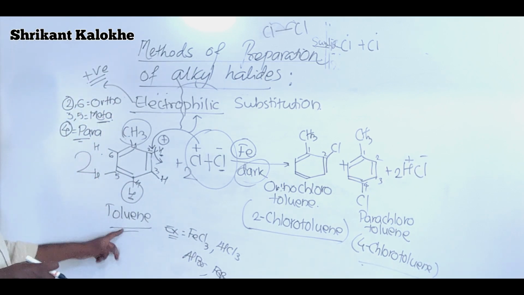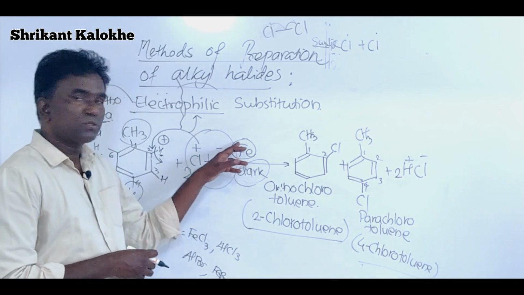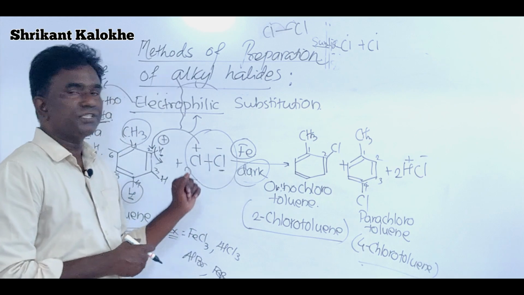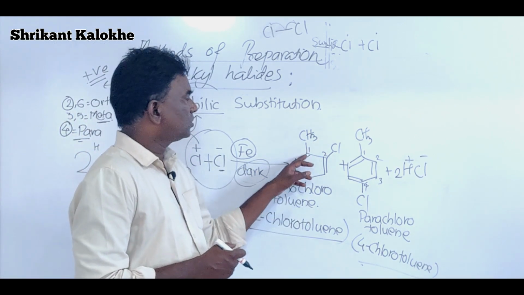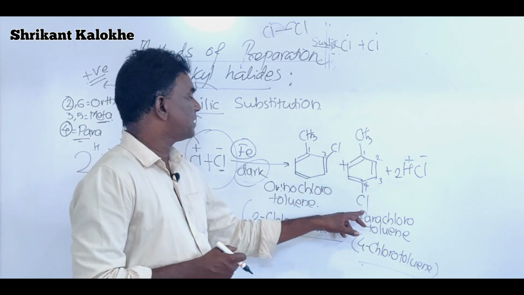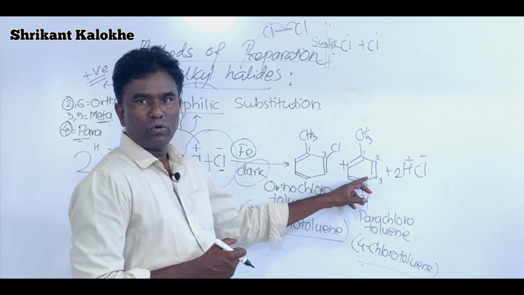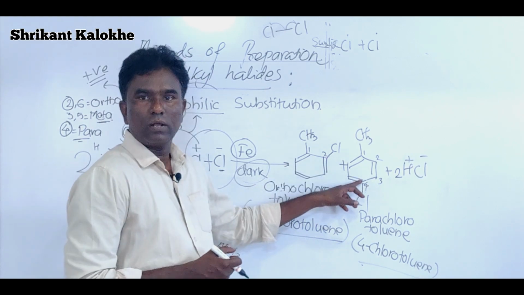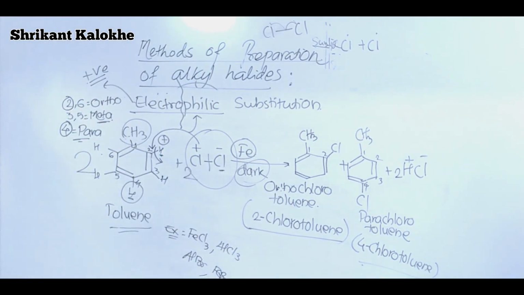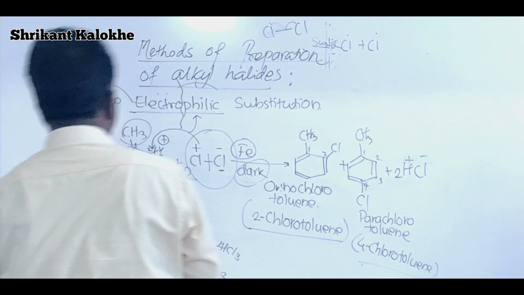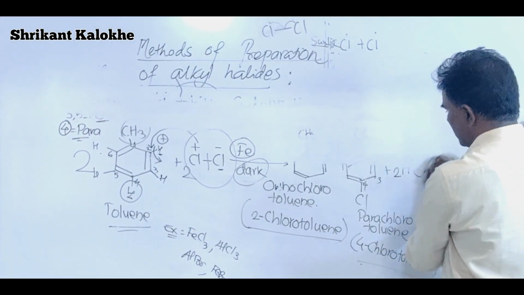Means 2 molecules of toluene react with 2 molecules of chlorine in presence of catalyst Fe in dark condition, which gives two products. One is the ortho substitution product, another is the para substitution product, in which we get orthochlorotoluene and para-chlorotoluene, or 2-chlorotoluene and 4-chlorotoluene.